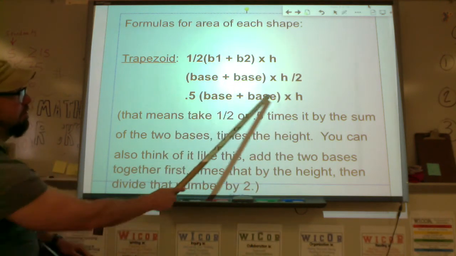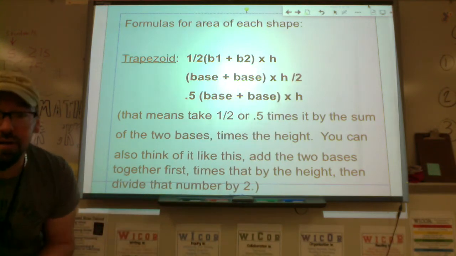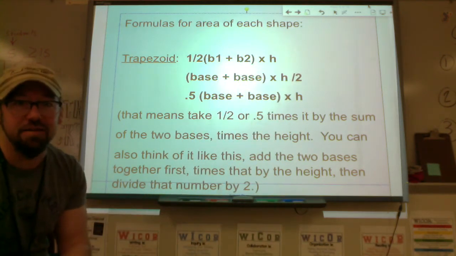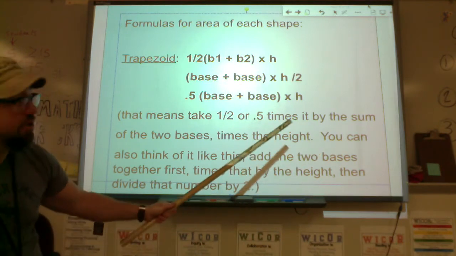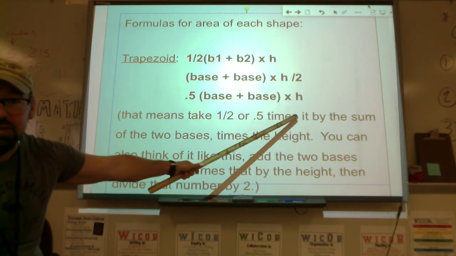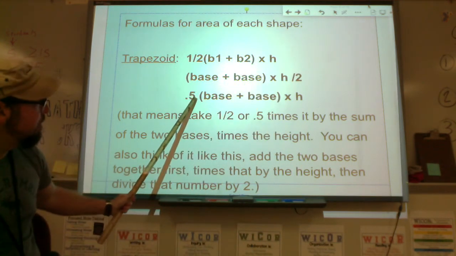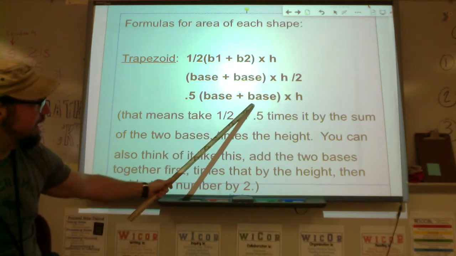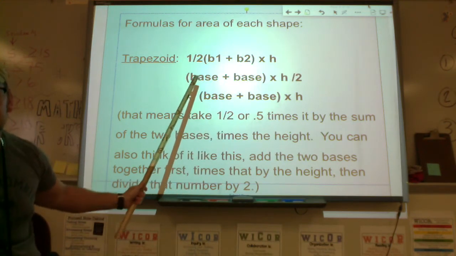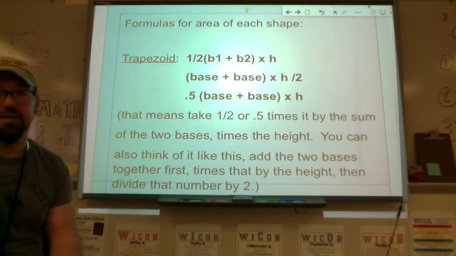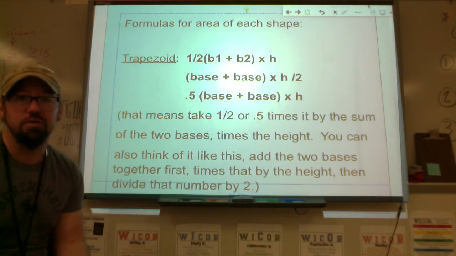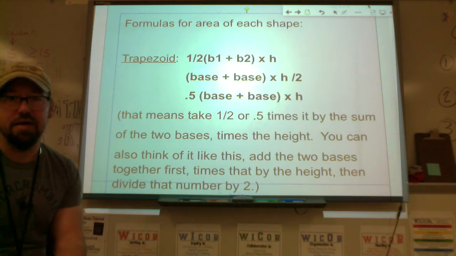And this doesn't matter either, the order of multiplication. The most important thing to do first is add the two bases together. So you could add the bases together first, then times it by the height, and then times it by 0.5, or you could add the bases together first, then times it by 0.5, then times it by the height. It doesn't matter. The order in which you multiply things does not matter, but you need to add the bases together first. Most important thing.